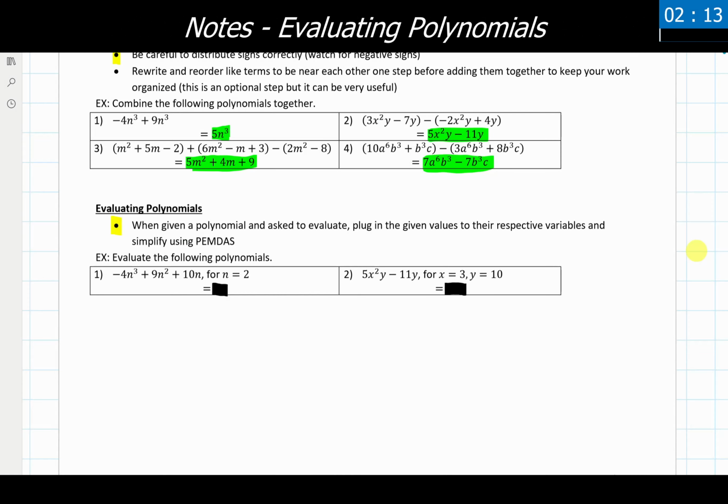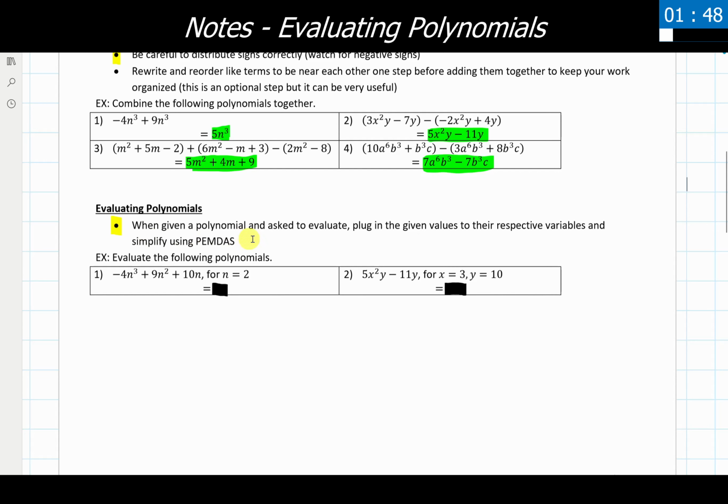Bringing us back to our notes, we do have one final set of things that we need to discuss with this particular section, and that is evaluating polynomials. This is generally something that we do after we've worked with simplifying polynomials down like we did with our 4 examples that we just went through. But our process for evaluating polynomials is the following here.